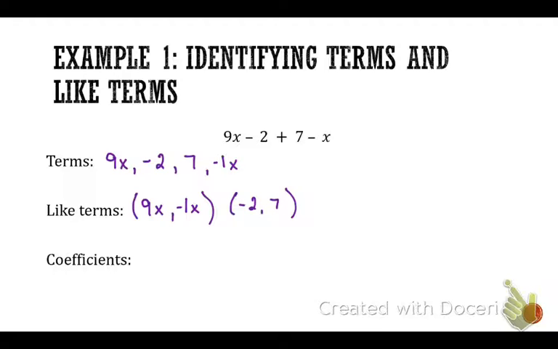It is negative 2. Now, coefficients are the number only that's in a variable term. It's just the number, though. It's not the variable. So the coefficient, okay, can only be in a term with the variable. So we have a coefficient of 9 because 9 was the value in front of the x. Do we have another coefficient? Yes. Negative 1. Okay. All right. And then the fourth category is your constants. Okay. Constants would be negative 2 and 7.